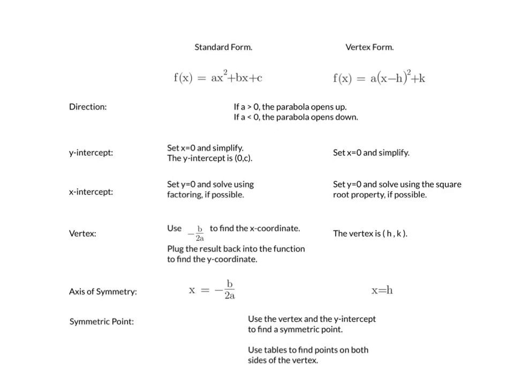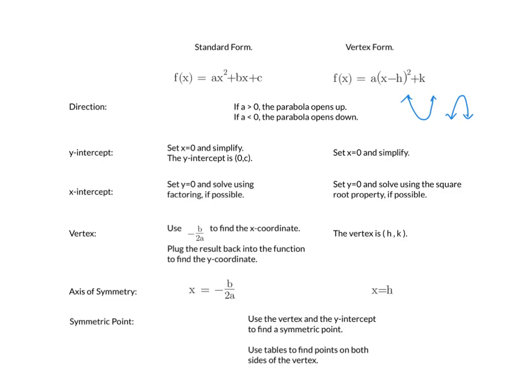Okay, so recall that standard form is f of x equals ax squared plus bx plus c. Vertex form, on the other hand, is going to be f of x equals a times (x minus h) squared plus k. For both of these, we have the direction of the parabola. If a is greater than 0, then our parabola opens up. And if a is less than 0, our parabola opens down.